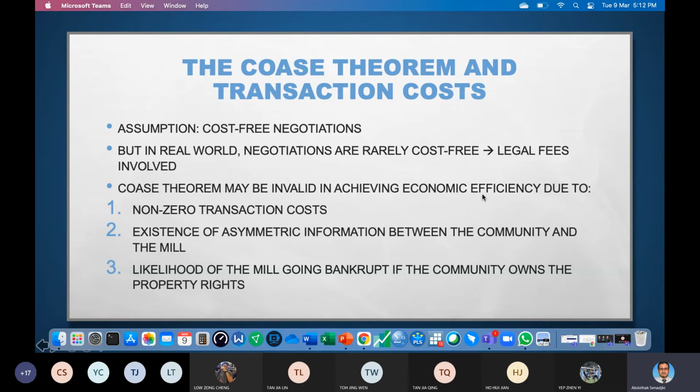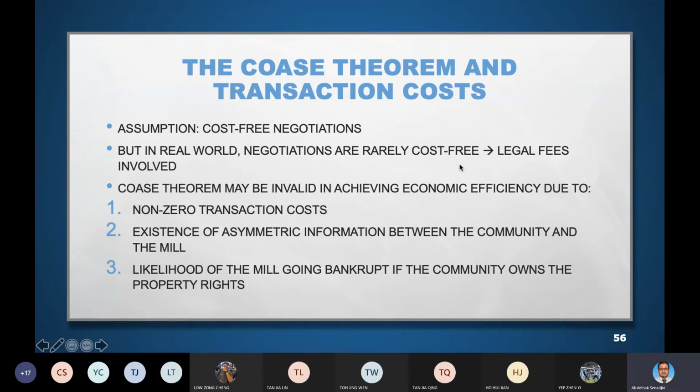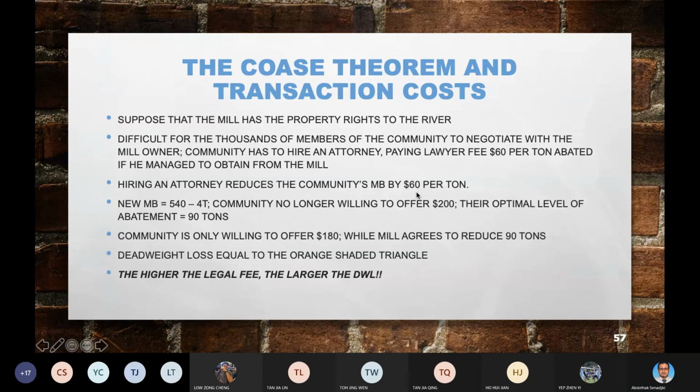In the second scenario, the property right goes to the community. In this case, the firm will go bankrupt because the community will not allow it to dump the pollution in the river, and therefore it cannot produce. And if they allow it, they will charge so high that the marginal cost will be greater than the marginal benefit of the firm, and therefore the firm will go bankrupt anyway.